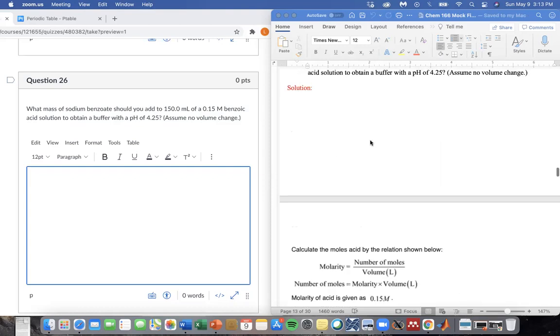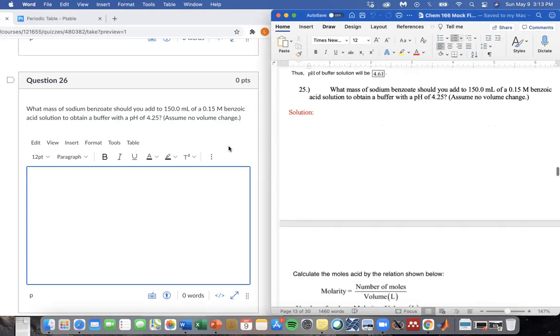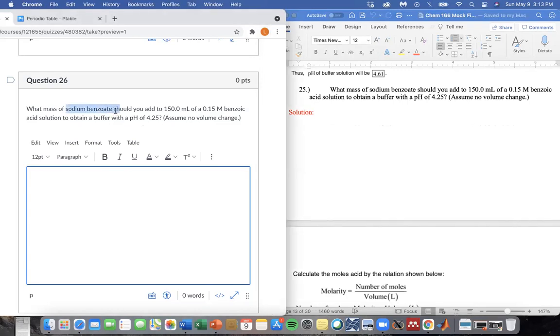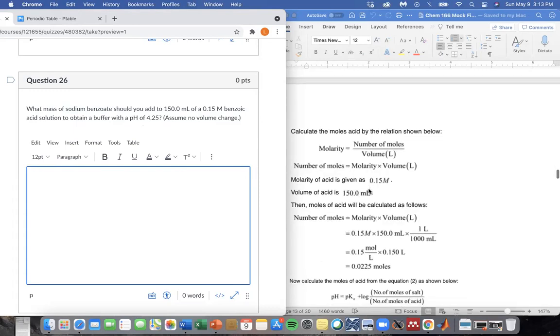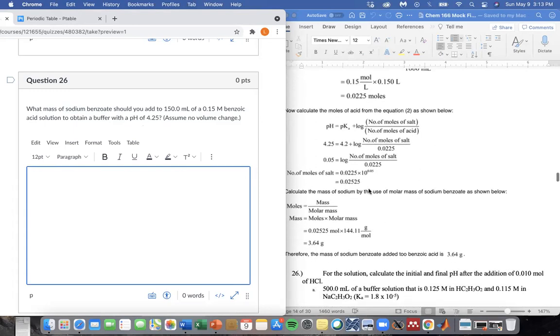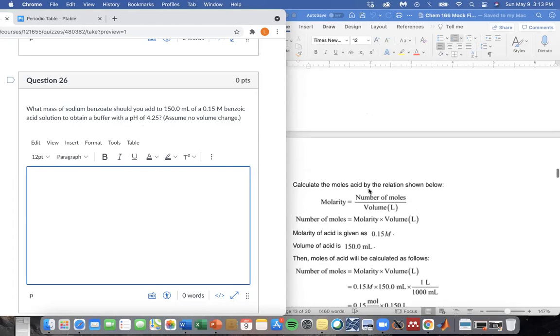For this next one, we use Henderson-Hasselbalch, but in a backwards fashion. We're looking for the mass of sodium benzoate you should add to 150 milliliters of a benzoic acid solution in order to get a buffer with a pH of 4.25. So you know the pH already. We just need to figure out what the ratio should be in order to figure out how much sodium benzoate you should be adding in.